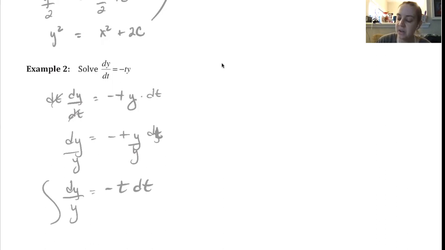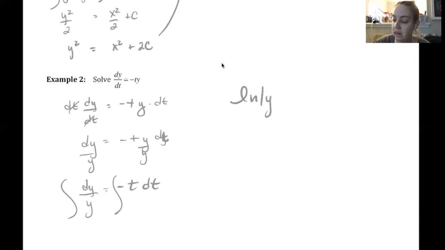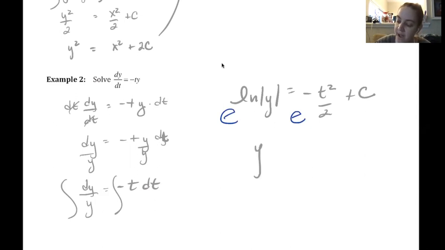So now we have to integrate both sides in order to get rid of that dy and that dt. What's the antiderivative of dy over y? Well, it's natural log of y. What's the antiderivative of negative t? Negative t squared over 2. And remember, keep the plus c with that independent variable side, with the x or with the t. Now, to solve for y, we have that natural log in the way right now. So what are we going to do? We're going to introduce an e on both sides. So y is equal to e to the negative t squared over 2 plus c.